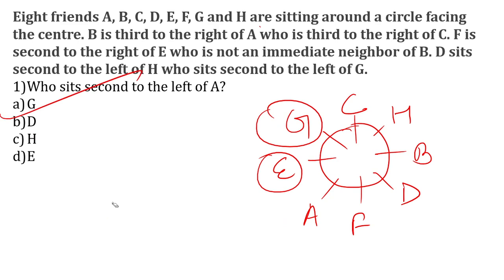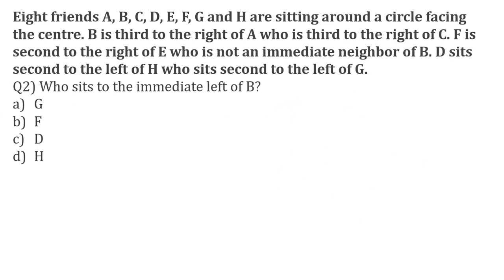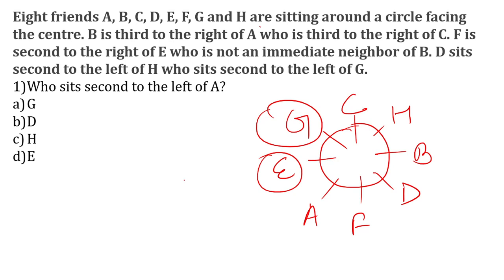Option A is our answer. Who sits to the immediate left of B? So immediate left, D is the correct answer.